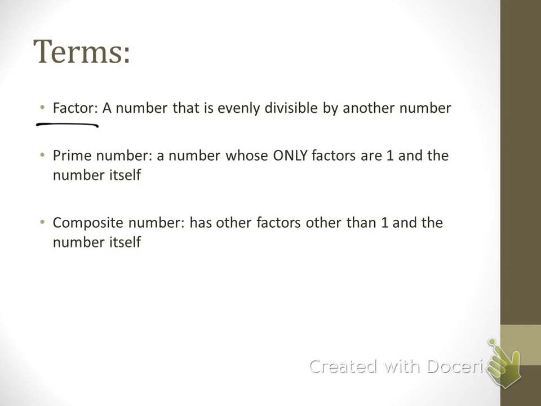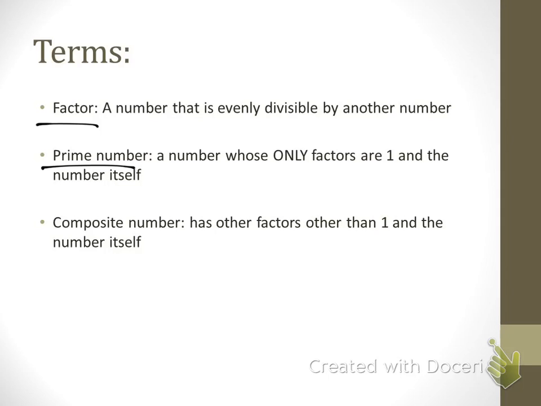A factor is a number that is evenly divisible by another number. So somebody give me some factors of 12. What are some factors of 12? Numbers that can evenly go into it. Dylan? 3, 4, 6, 2, and then, of course, 1 and 12. Those are all factors because they can evenly go into 12.